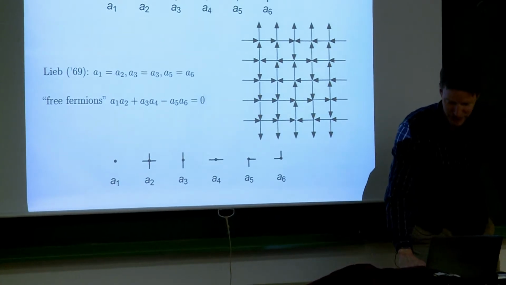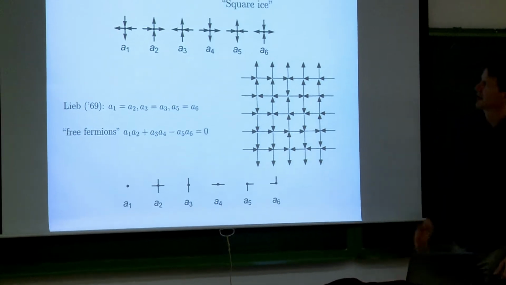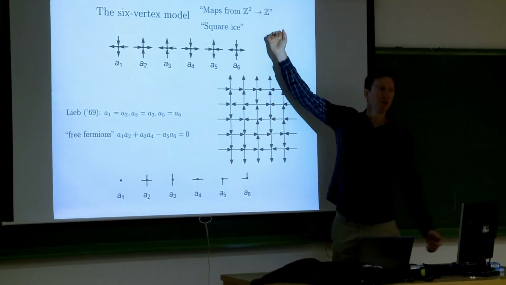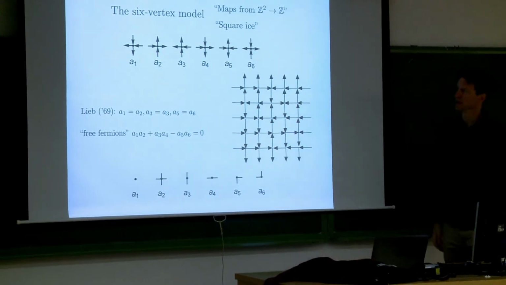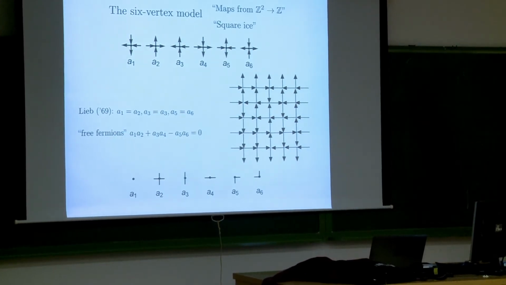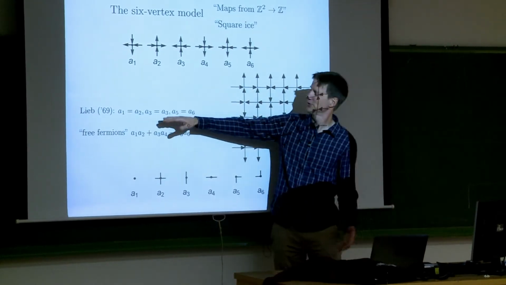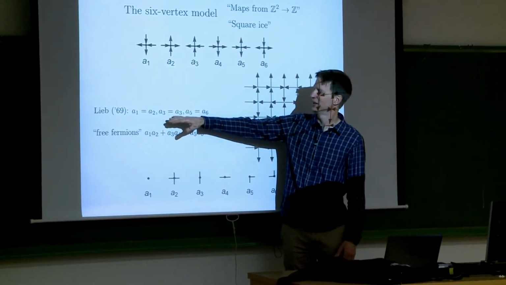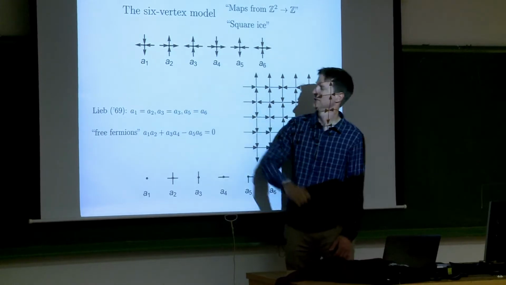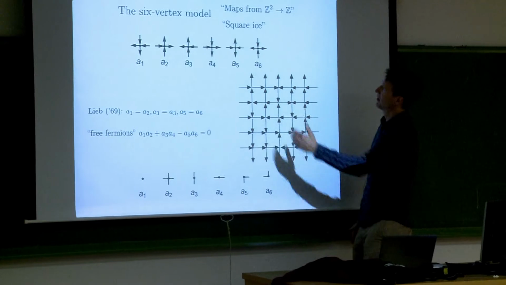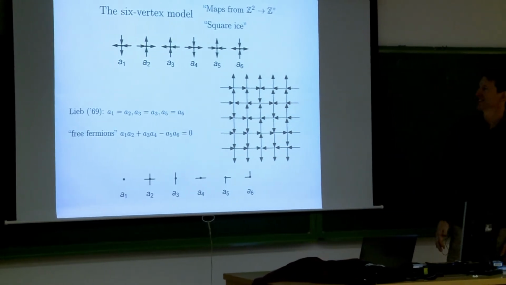This is called the 5-vertex model, and it's a special case of a more general model called the 6-vertex model, or the square ice model, which was well known in physics or statistical mechanics, solved in some special case by Lieb in 69. So what is the 6-vertex model and what does it have to do with ice?